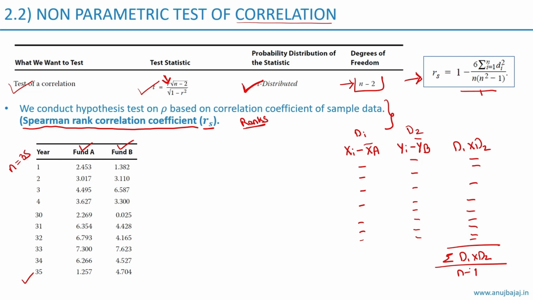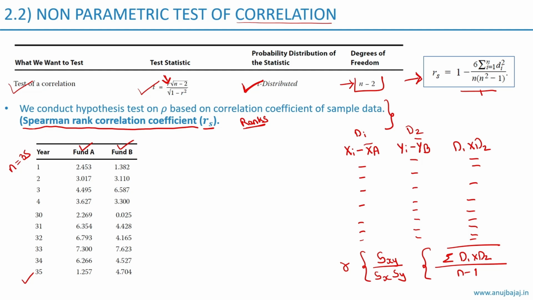This is the sample covariance that we get, and we divide the sample covariance by the sample standard deviation of each variable. So this is how we calculate the sample correlation coefficient.